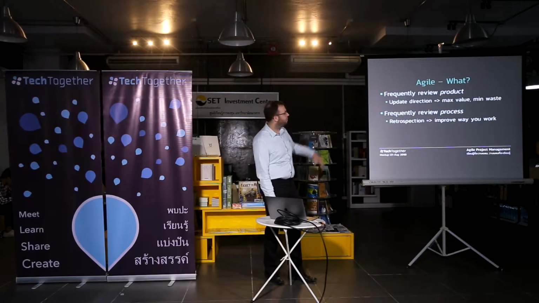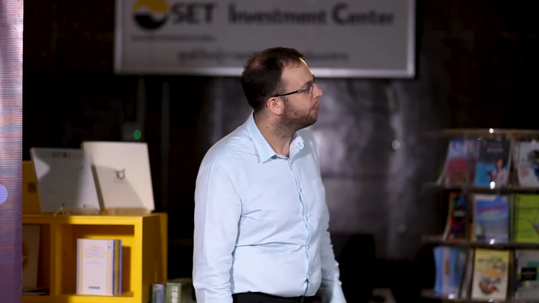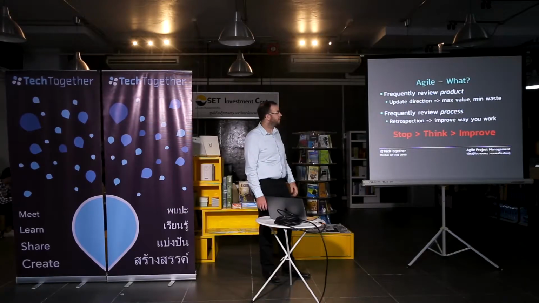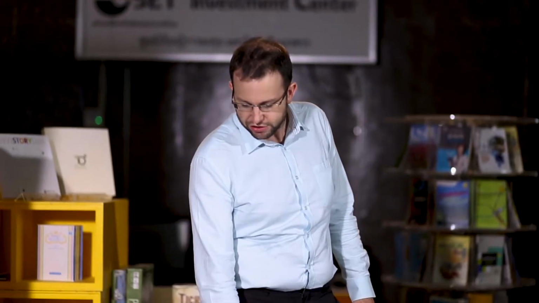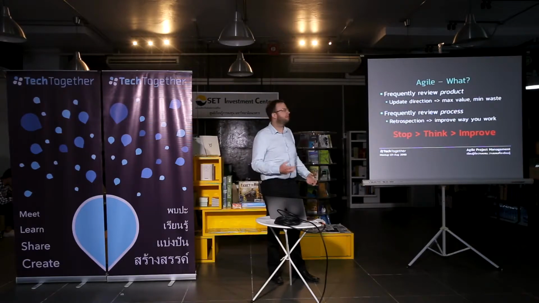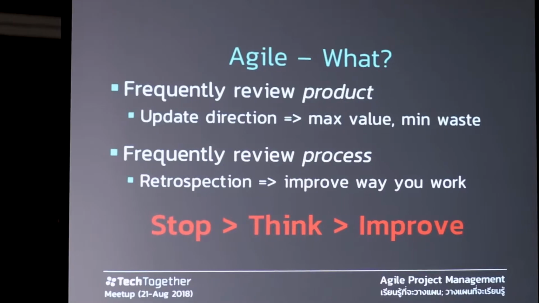And these two things I kind of wrap together as stop, think, improve, which honestly is not too dissimilar from transparency, inspection, adaptation. Okay, so this is the spirit of Agile. This is what Agile is trying to achieve. Next we'll talk about how it's going to achieve it.